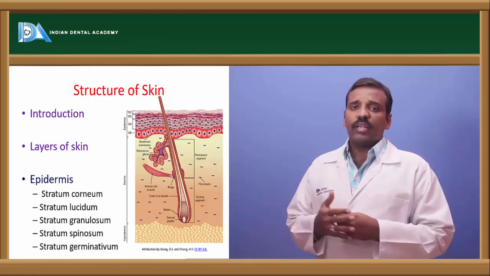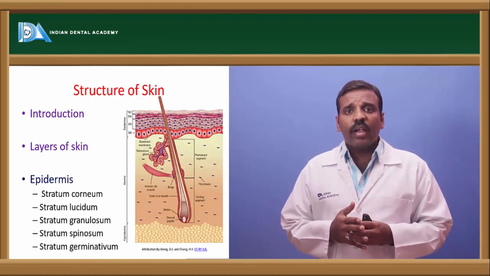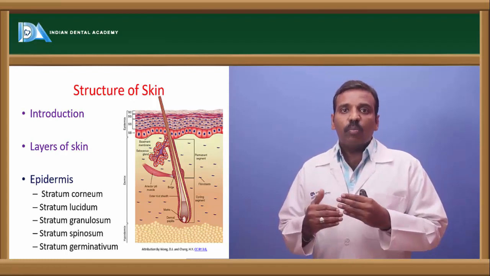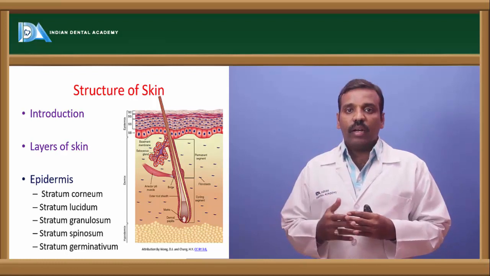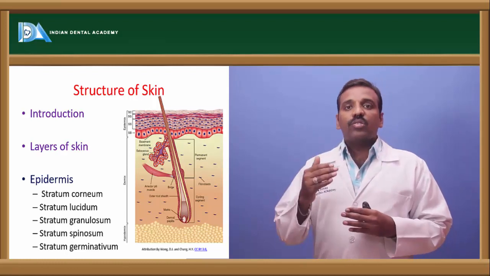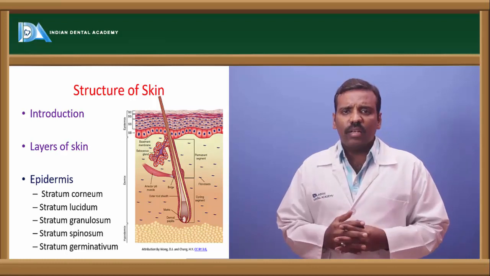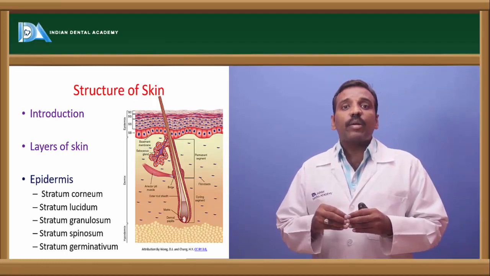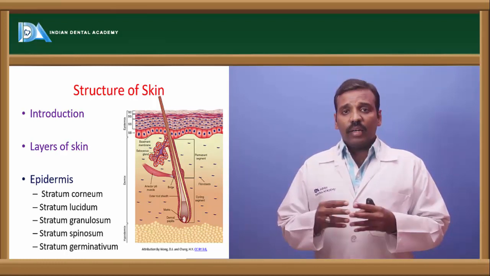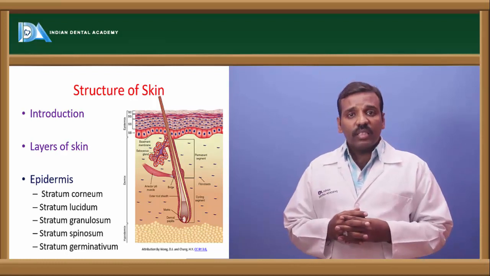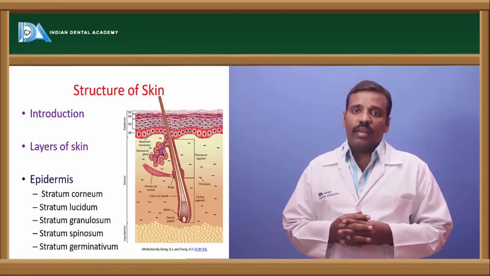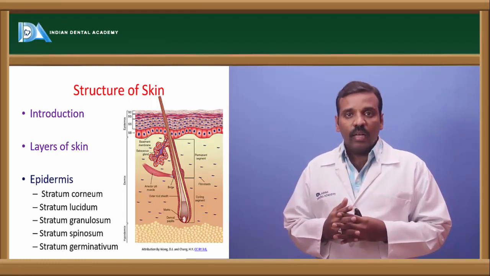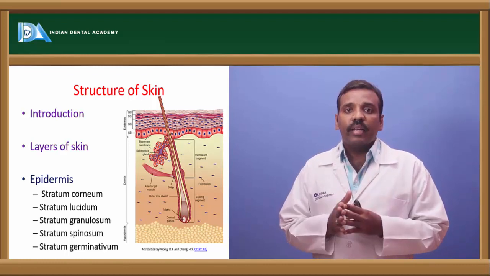The next one is stratum granulosum. Granules are present in this layer, and whatever cells are produced from the lower layers are pushed into the superficial layers like stratum lucidum and stratum corneum. Stratum corneum has completely dead cells. The next one is stratum spinosum, where cells are reproduced. Then stratum germinativum, where skin cells are produced. These are the 5 layers of the epidermis, the superficial layer of the skin.